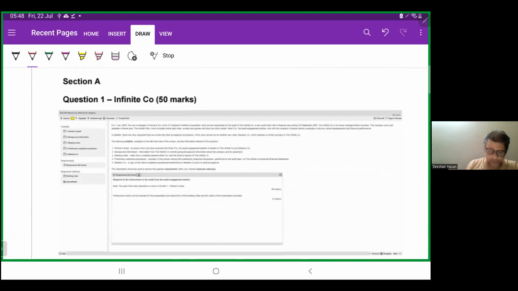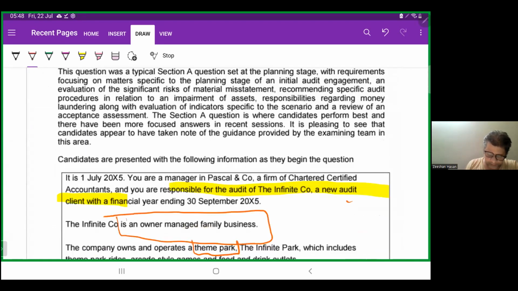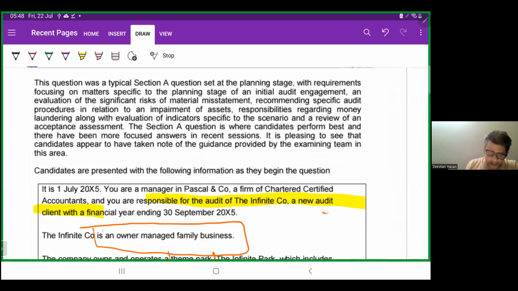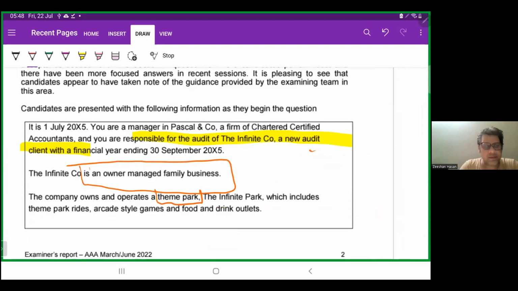Section A question: Infinite Company, 50 marks were there. Now we are starting from here. Candidates are presented with the following information as they begin the question. It is 1st July. You are a manager in Pascal and Co, a firm of chartered certified accountants, and you are responsible for the audit of the Infinite Co, a new audit client with a financial year ending 30th September 2005. The Infinite company is an owner managed business, a family business.